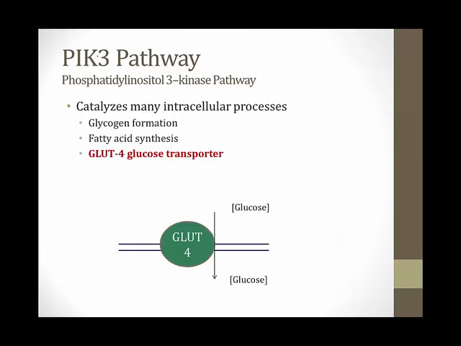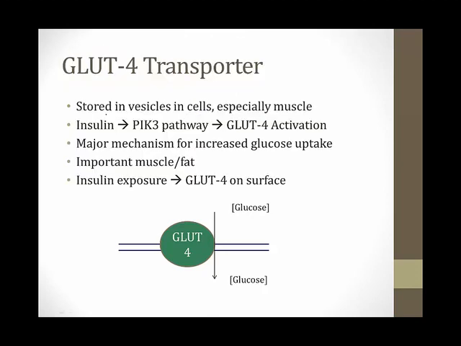Once the PI3K pathway is activated, it catalyzes many intracellular processes. It's been shown to influence glycogen formation and fatty acid synthesis, and one of the most important things it's been shown to do is increase the amount of the GLUT4 glucose transporter that is present on the surface of cells. The GLUT4 transporter is stored in vesicles of target cells, especially in muscle, and the insulin hormone via the PI3K pathway has been shown to activate the GLUT4 transporter. This is probably a major mechanism for increased glucose uptake.